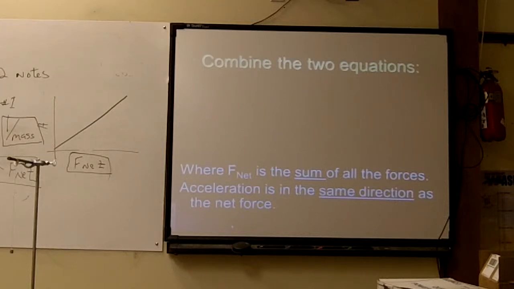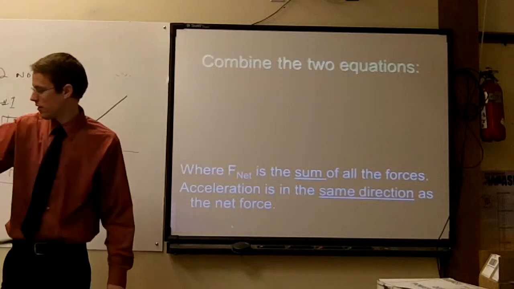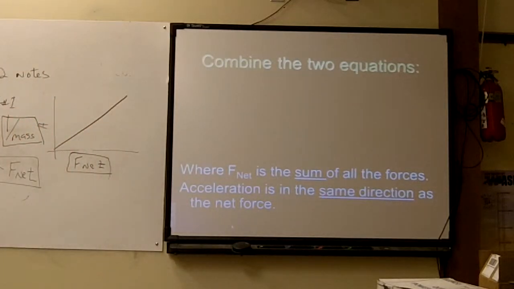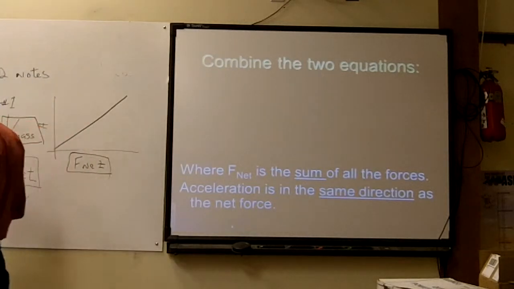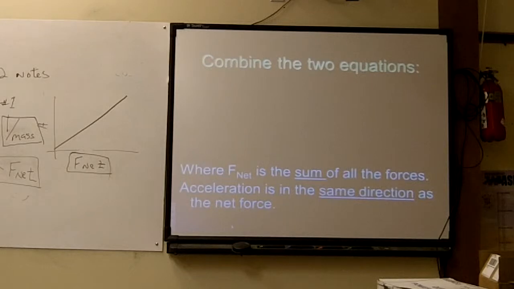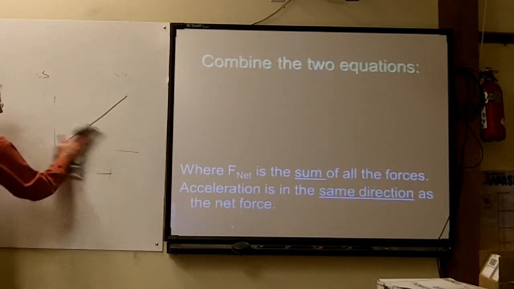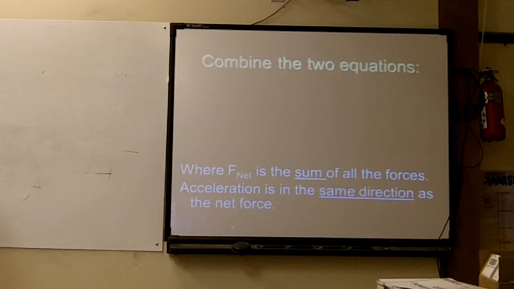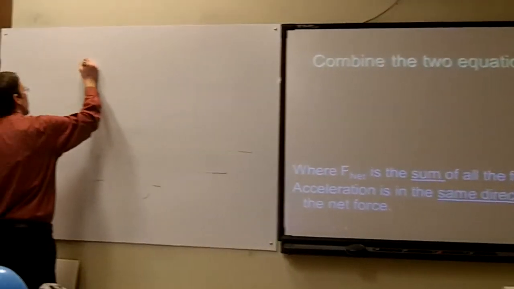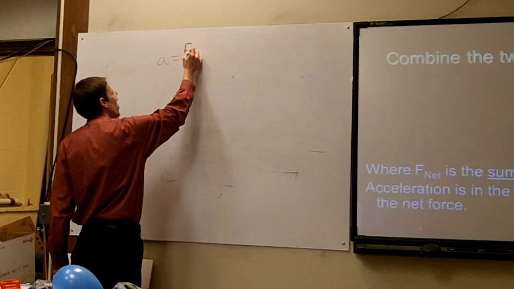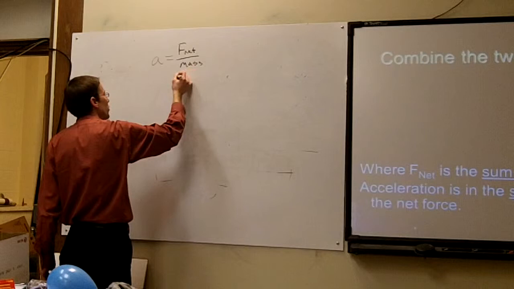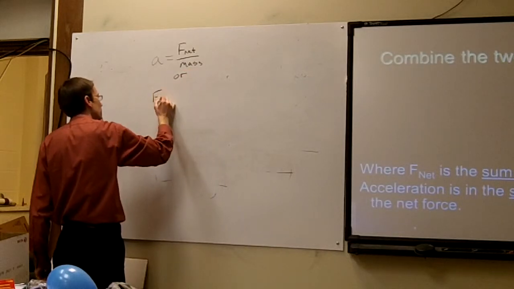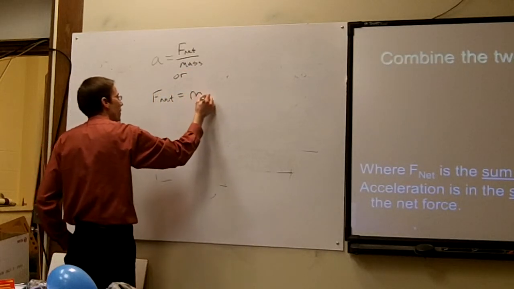All right. So here comes our equation. We're going to add to our equations the other forces. When we combine these two, we get Newton's second law. Newton's second law is this: A is proportional to force net, inversely proportional to mass. If you resolve this for force net, you get force net is equal to m times A.